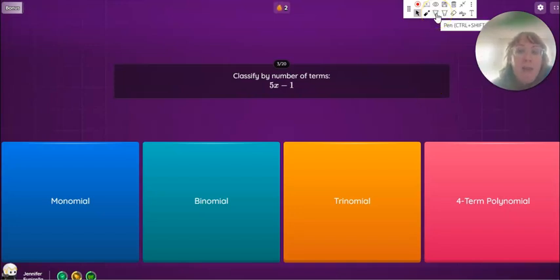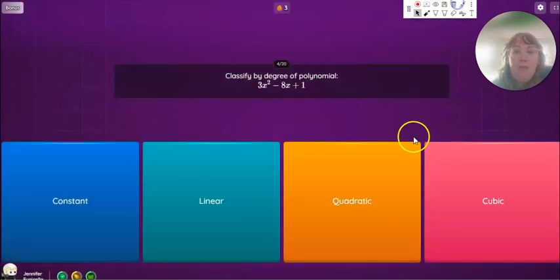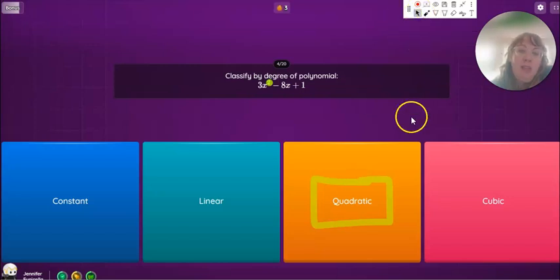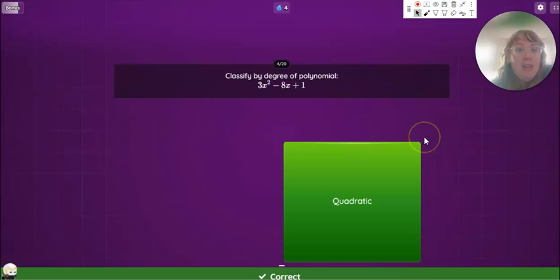This is looking for the number of terms here. 5x is our first term. -1 is our second, so we have two terms, which we call a binomial. Beautiful. Classifying by degree, we're looking at our exponents. Our biggest exponent here is this 2, which is going to be a quadratic. Exponent of 2 is the biggest, so we're going to hit quadratic there.